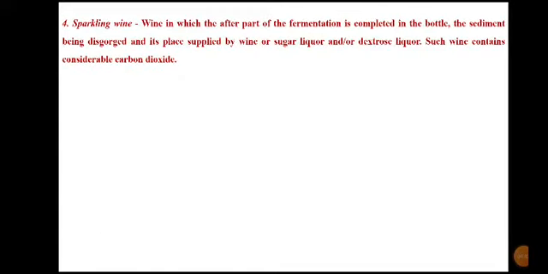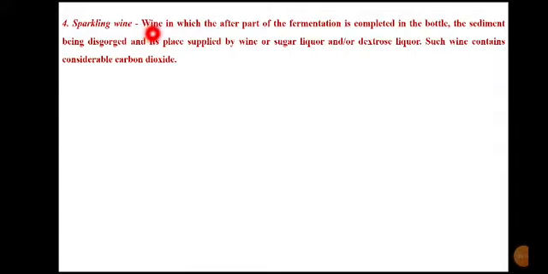Sparkling wine. Now, this is another category of wine depending on whether wine is sparged with CO2 or not. That means whether it contains carbon dioxide or not. On the basis of that, there are two categories. One category is sparkling wine, and another category is still wine. Sparkling wines are sparged with carbon dioxide.